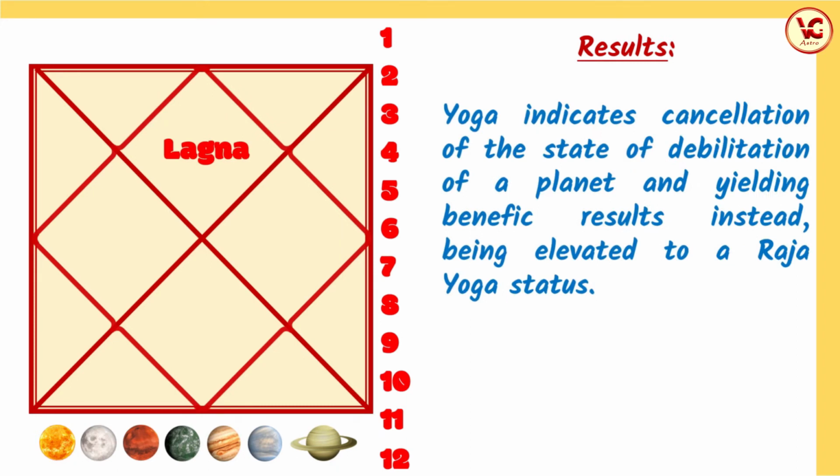Neech Bhanga Yoga indicates cancellation of the state of debilitation of a planet and yielding benefic results, instead being elevated to a Raja Yoga status. It means whenever Neech Bhanga happens, it gives results similar to Raja Yoga.